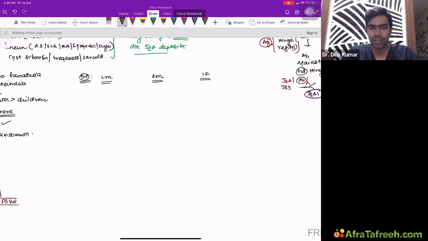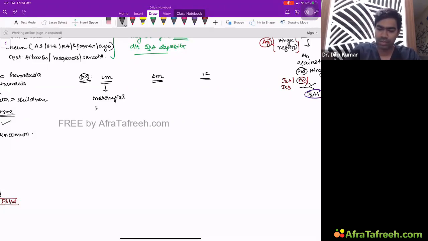As far as light microscopy is concerned, typically you will see mesangial proliferation. That is because these IgA deposits are basically neutral deposits. Because they are neutral, they get deposited in the mesangium. They trigger mesangial proliferation because of local complement activation and inflammation, resulting in mesangial hypercellularity, which is the most common histological finding in IgA nephropathy.